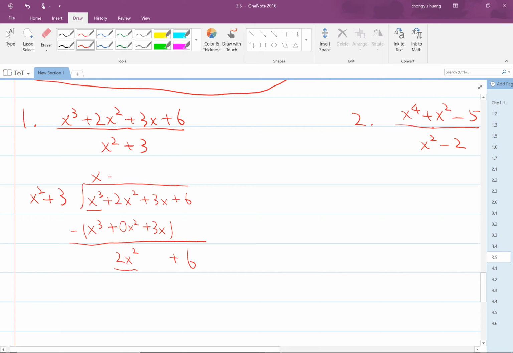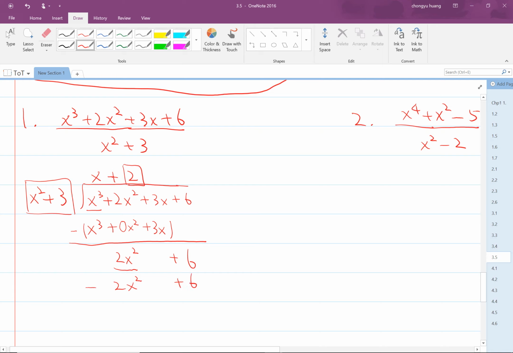So we multiply by 2, right? For now what we have is that we use x to the power 2 multiplied by 2, which is 2x squared. And then we have 3 multiplied by 2 is equal to 6.